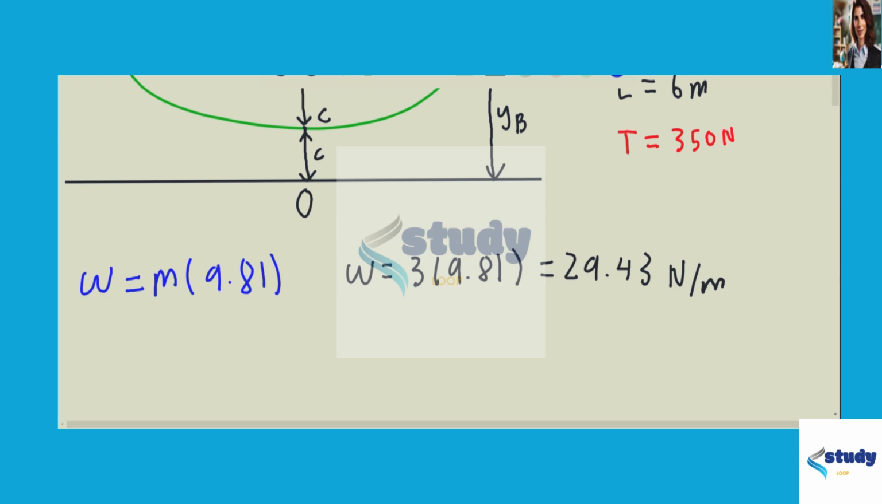And now the equation for the length y of B, that's going to be equal to the tension divided by the weight per unit length. So now we can say that this length y of B is equal to 350 divided by 29.43, and that's going to give us a length of 11.9 meters.